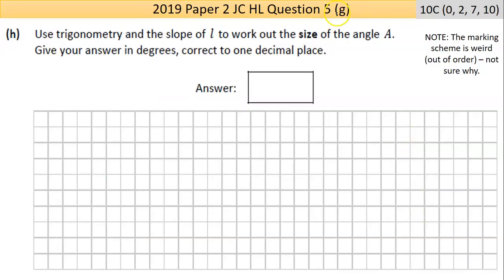Oh, God. This is a long question. So the next part here is part H. It says use trigonometry and the slope of L to work out the size of the angle A. Give your answer in degrees correct to 1 decimal place. So again, the marking scheme says G instead of H. That could be a typo and just was never fixed.